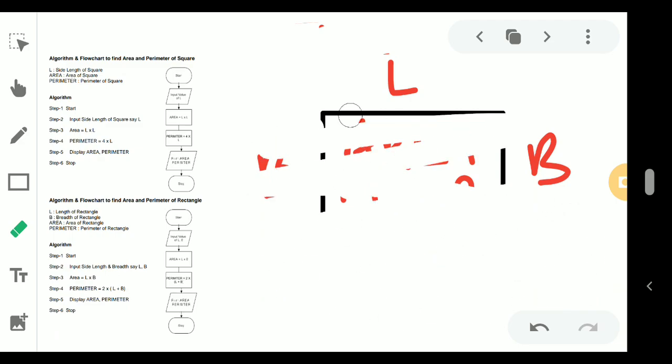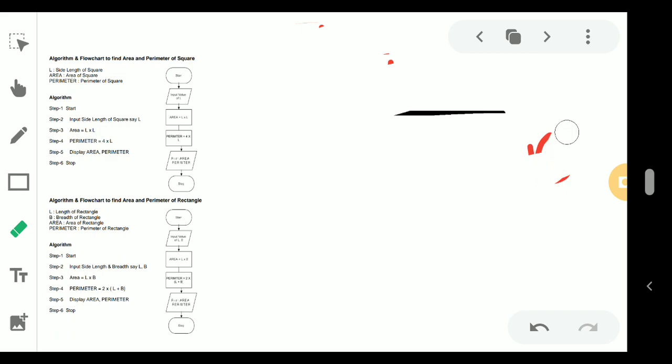Okay, so in case of an algorithm, what is the first step? The first step is that we declare L as the length of a rectangle, B as the breadth of a rectangle, Area as the area of a rectangle, and Perimeter as the perimeter of a rectangle. Now start. Step 1 is start. Step 2 is input the length and breadth, in L and B. In L I am putting the value of the length, and in B I am storing the value of the breadth.